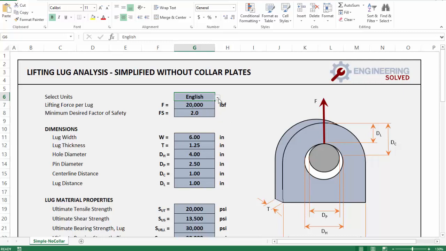Depending on where you are, you can select English or metric units, in pounds or newtons. Let's say you have a lifting force on a lug. You have to figure out your lifting force depending on how many lugs you have and the size of your equipment, essentially. So this is your F per lug. Your minimum desired factor of safety is 2. Let's say we want 3. Minimum safety factor is 3.